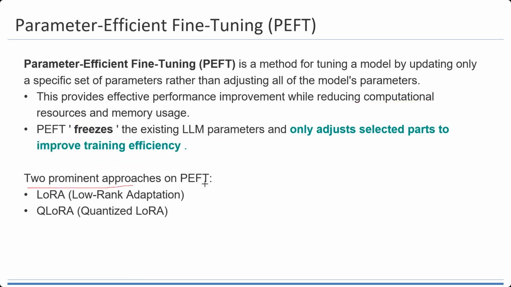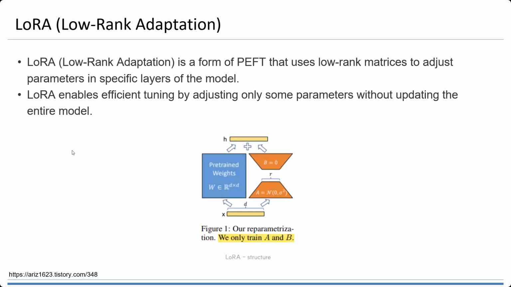So there are two prominent approaches in PEFT. The first is LoRA, or low rank adaptation. And the other is QLoRA, or quantized LoRA. LoRA, or low rank adaptation.